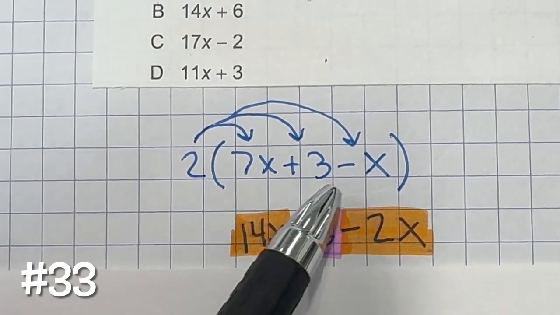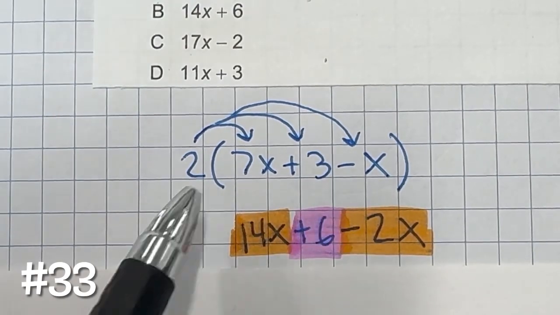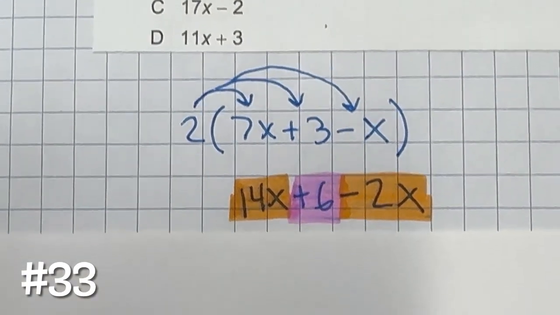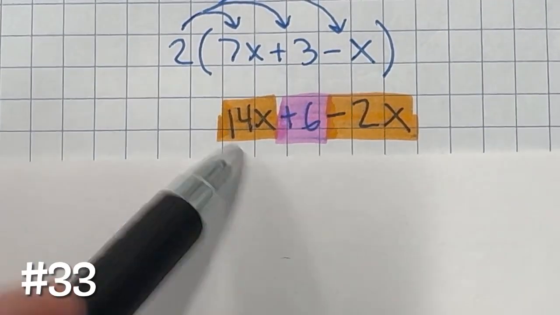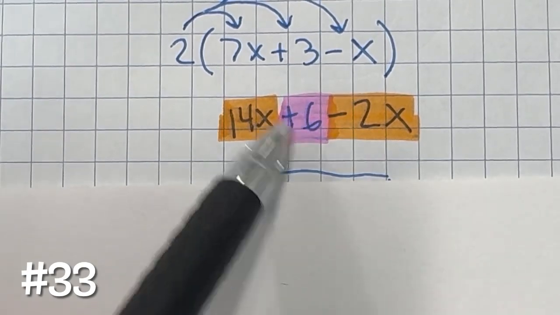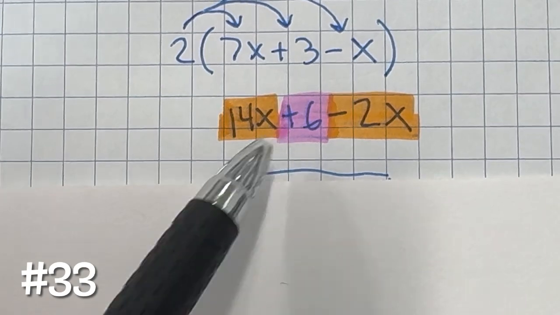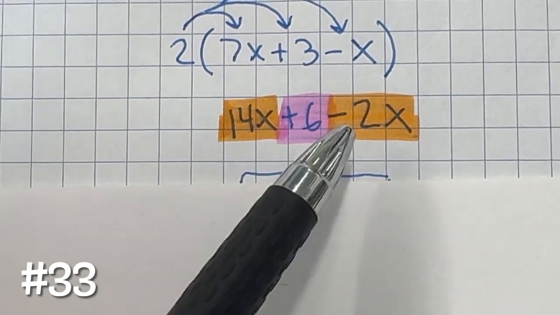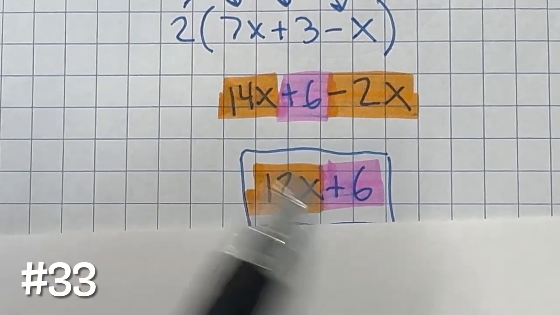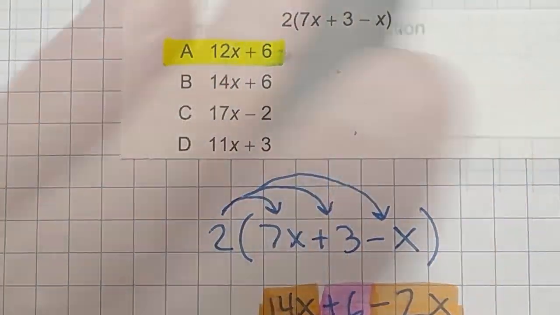And 2 multiplied by negative x, remember a positive multiplied by a negative is a negative, so 2 multiplied by negative x is negative 2x. Now we need to combine like terms. And so we have x's here that we can combine, and then we have this constant here that's by itself. So 14x minus 2x is 12x, and then plus 6. So A is your answer.